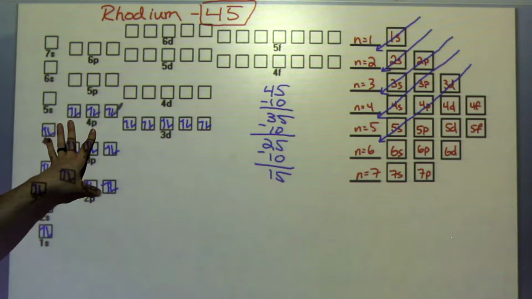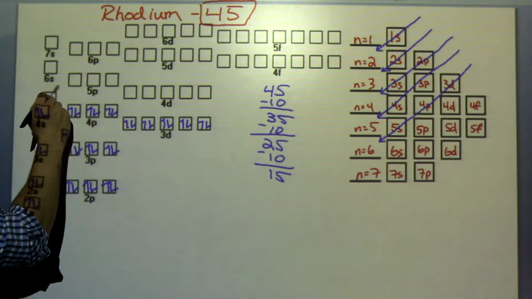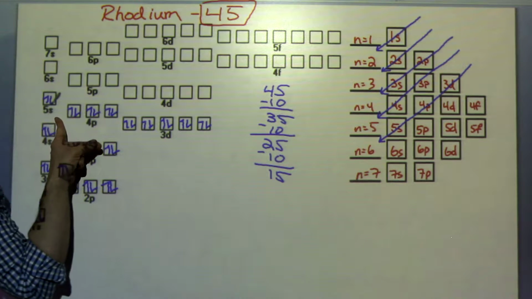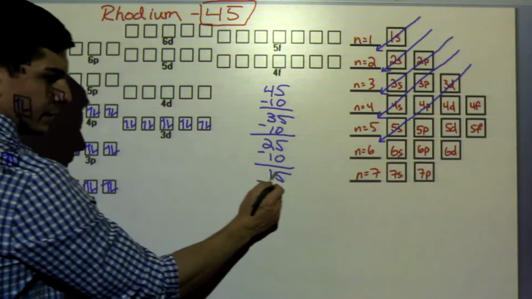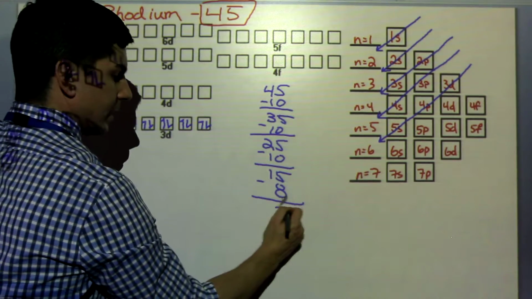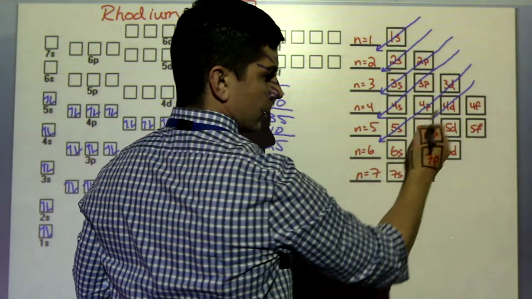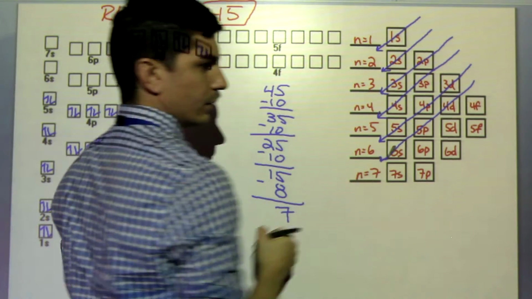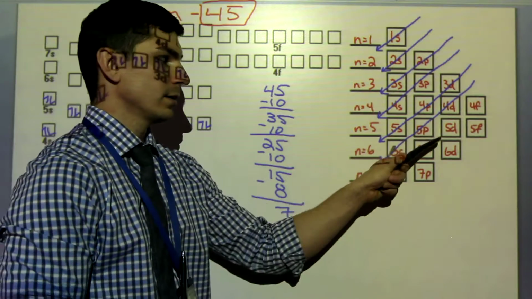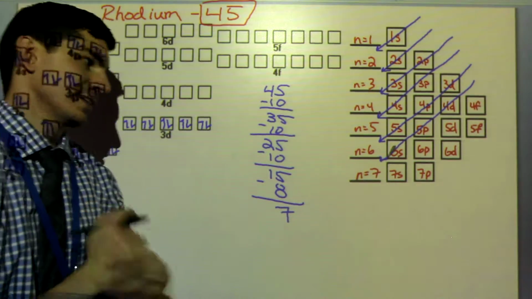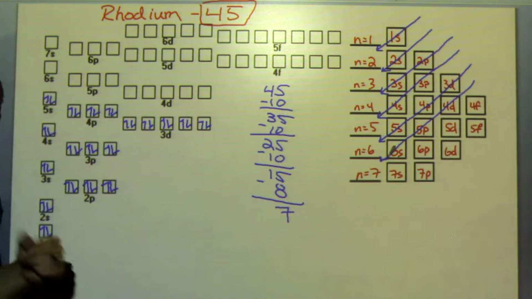After 4p, we're going to go to our 5s and put 2 more in. So if we include our 4p and our 5s, we have put in 8 electrons there, and we have 7 left over. If you look here, our last ray of sunshine, we are going to go 4d, 5p, and 6s, where we won't even need the 5p and the 6s since we only have 7 electrons left to put in.